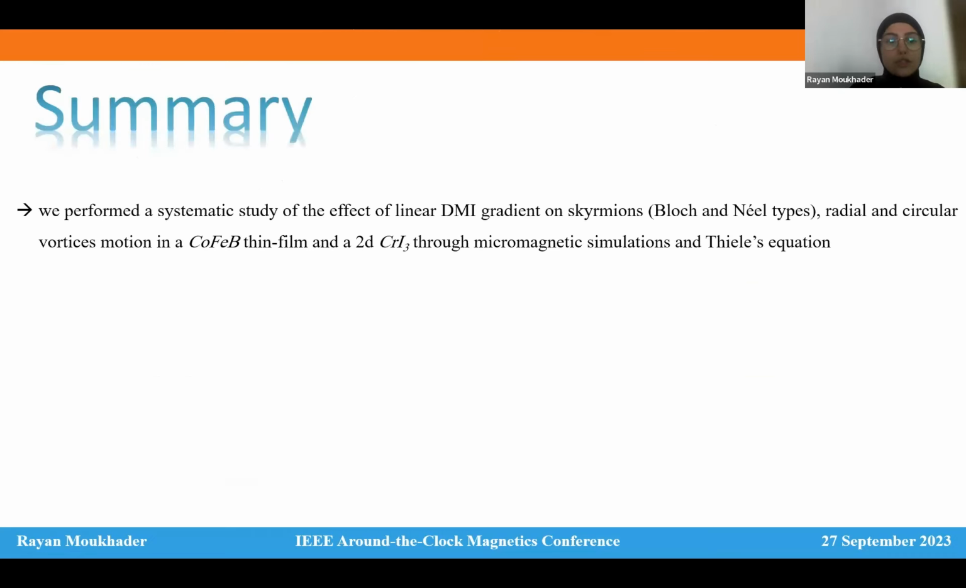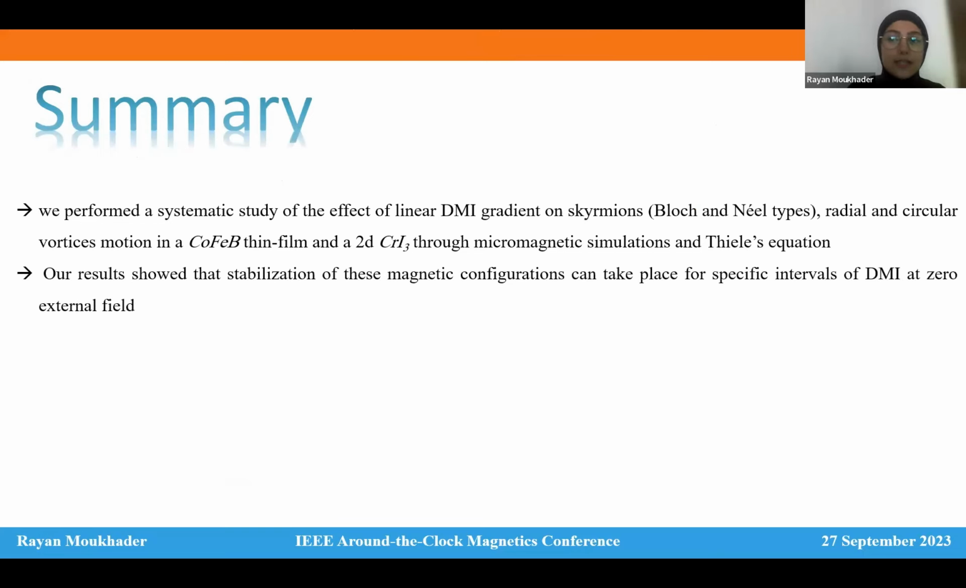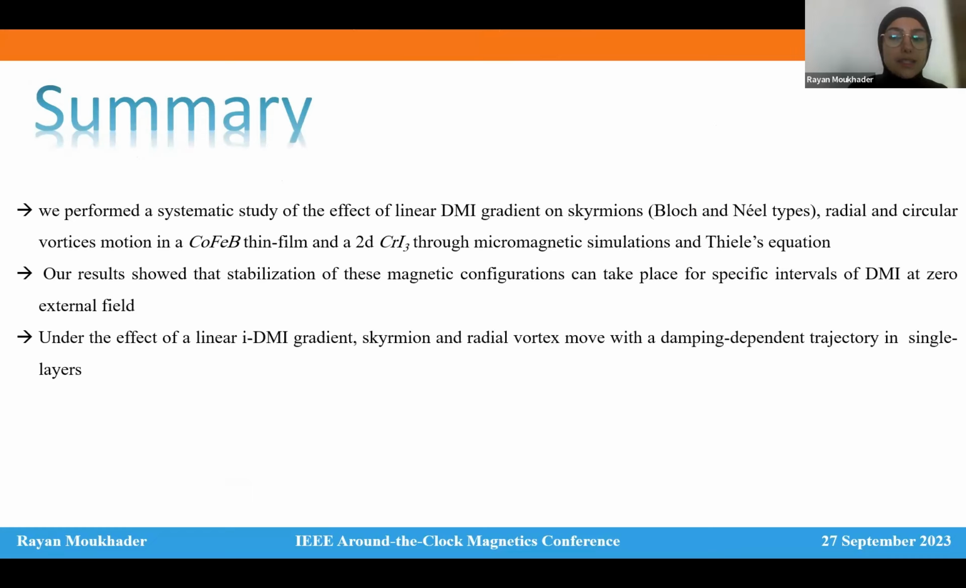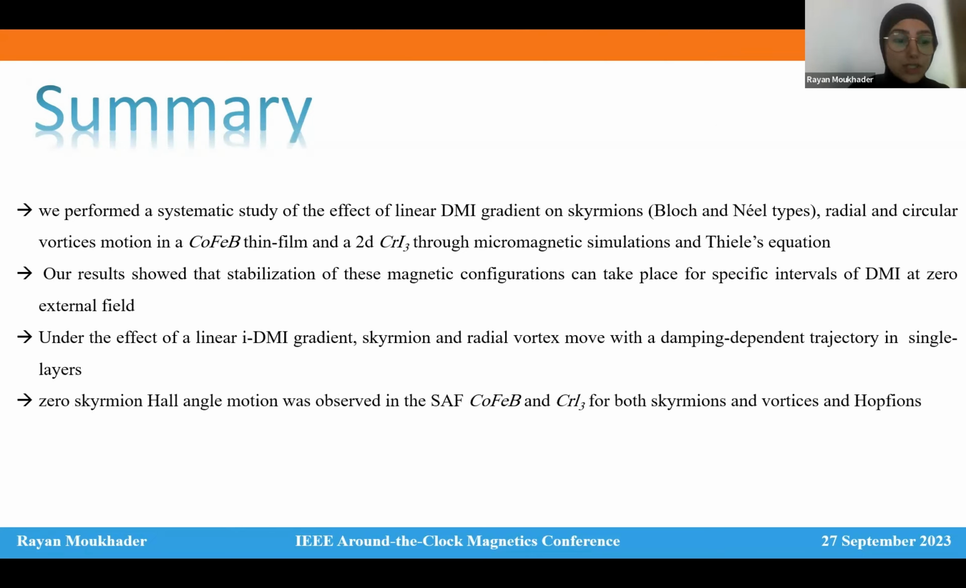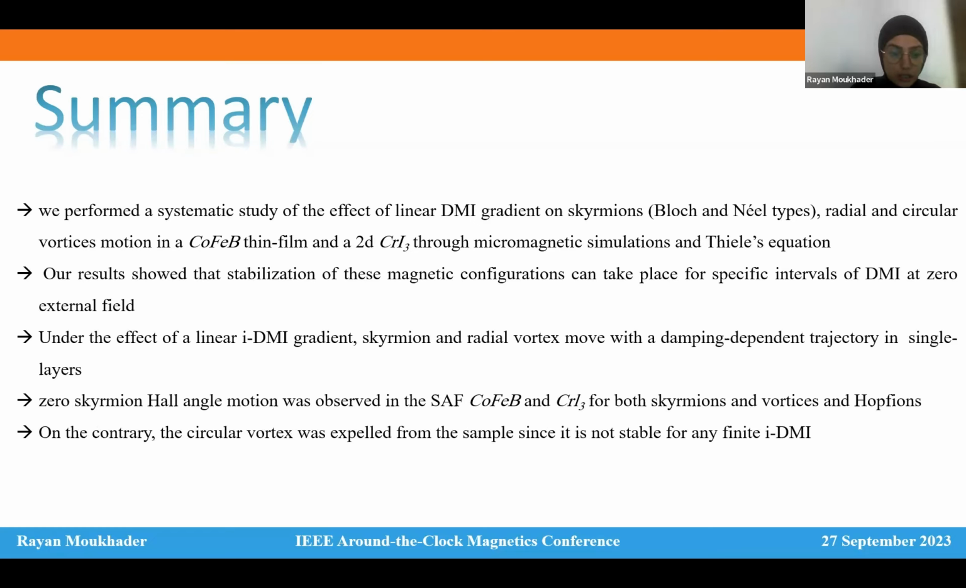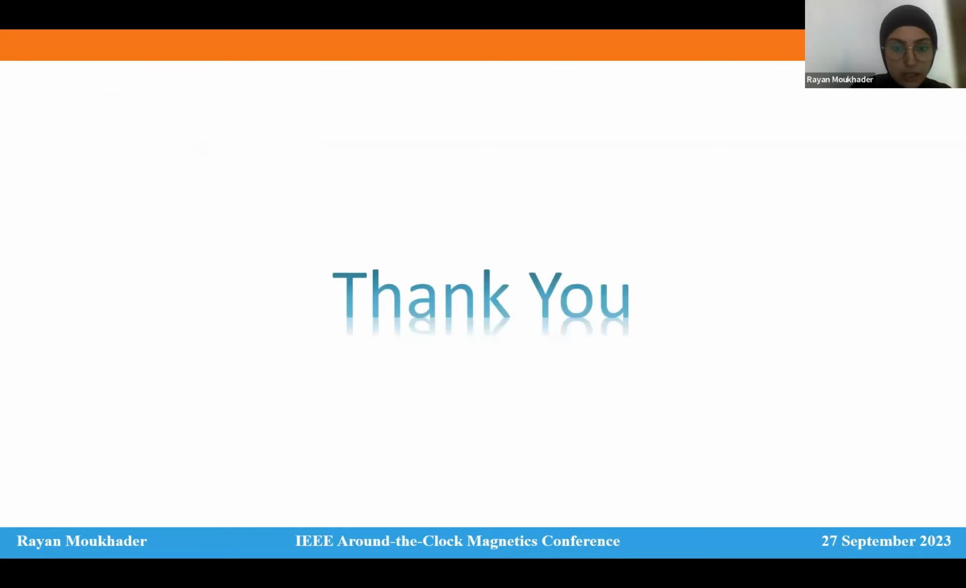And that's all in summary. So we performed a systematic study of the effect of a linear gradient on skyrmions and radial and circular vortices, in addition to Hopfions, and we show that the stabilization of these magnetic configurations can take place for specific intervals of DMI in the absence of any external fields or currents. Under the effect of the DMI gradient, the skyrmions and radial vortices move with a damping-dependent trajectory. In the case of an SAF, a zero Hall angle leads to a linear motion in all the topological textures. Thank you.